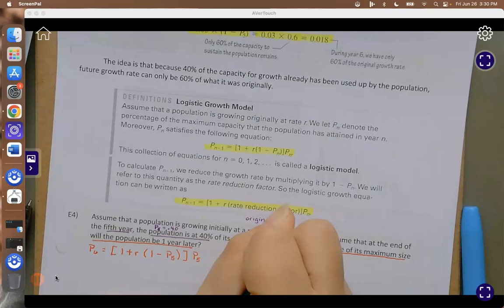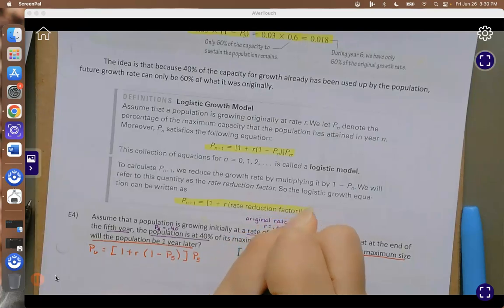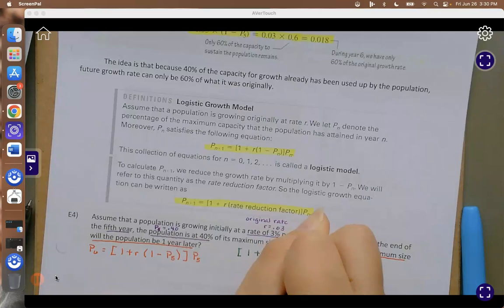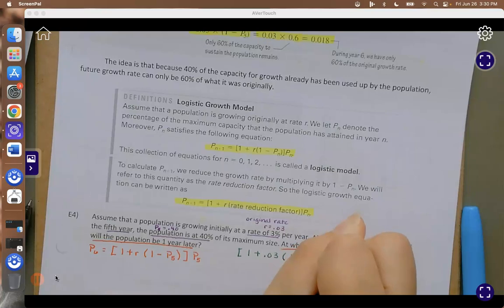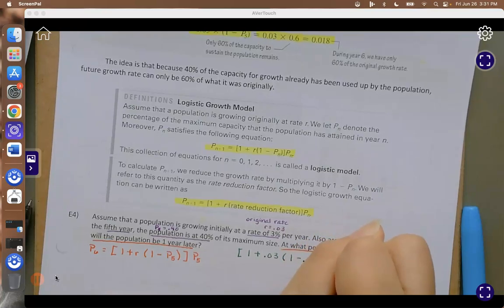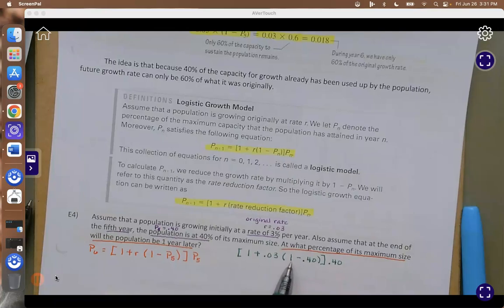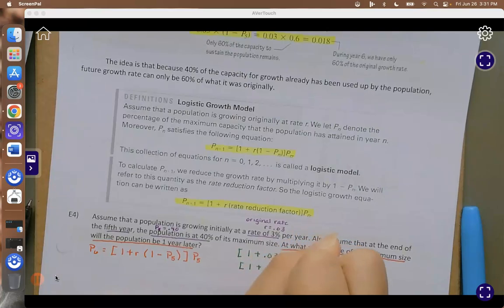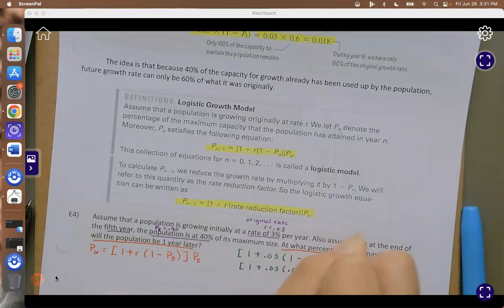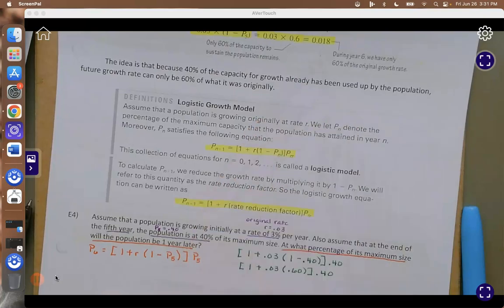So we have 1 plus 0.03, open parentheses, 1 minus 0.40, times 0.40. Okay, so if I've got 40%, then that leaves me with 60%. So that's 1 plus 0.03 times 0.60 times 0.40. And it really helps us out that they had those same numbers right there.